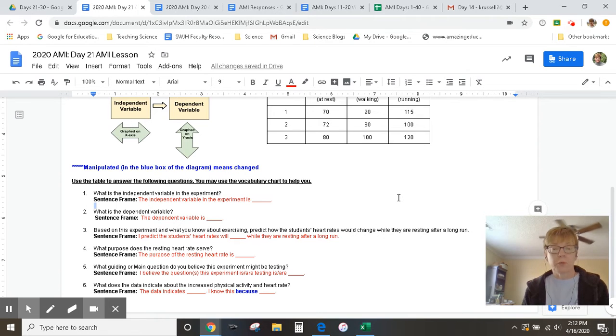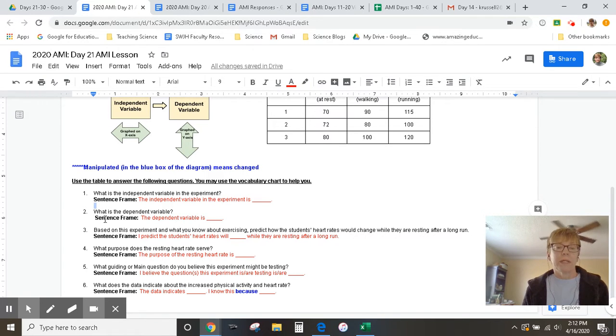So just like always, we're going to look at the question first to see what sort of information they want us to give them. So question number 1 says, what is the independent variable in the experiment? So remember, the independent variable is what you can change as a scientist.